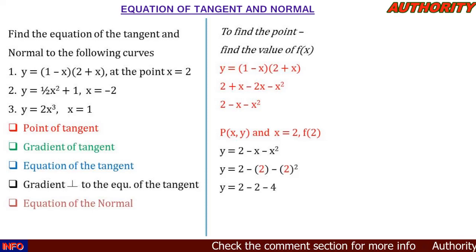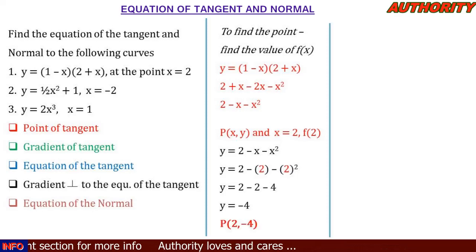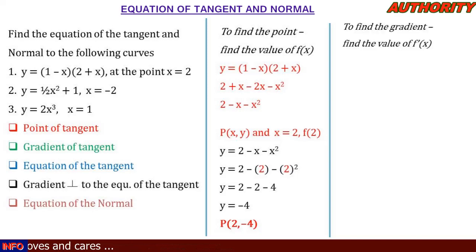So we have that y is equal to minus 4. Now we have succeeded in getting the point. So at x equal to 2, our y is minus 4. Then we say the point P is (2, minus 4). All right. Now let's go further to find the gradient of the tangent.